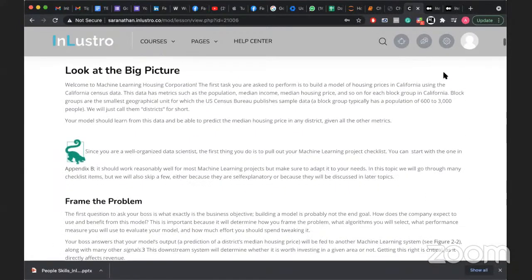So when we look at the big picture, first thing is, imagine you're working at Machine Learning Housing Corporation. Your task is to build a model of housing prices in California using the census data. The data has metrics like population, median income, median housing price for each block group in California. Block groups are the smallest geographical units. The US Census Bureau publishes sample data. We call them districts, they call them blocks. Your model should learn from the data and predict the median house price in any district once it is given all the other parameters.